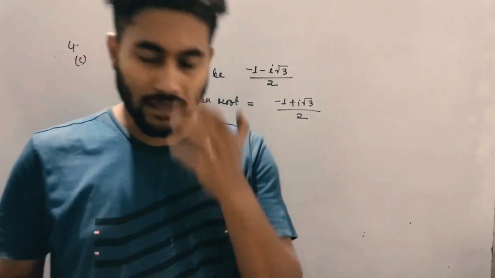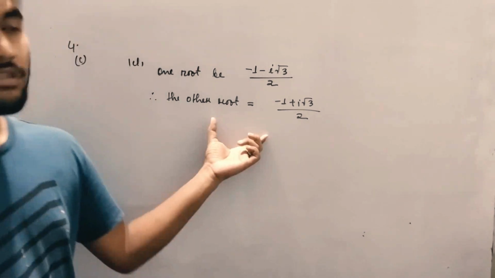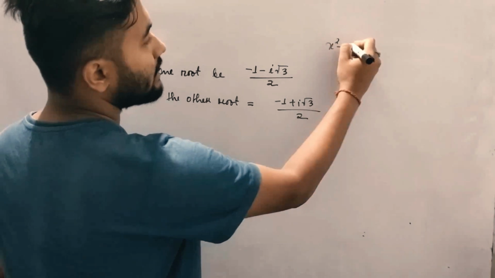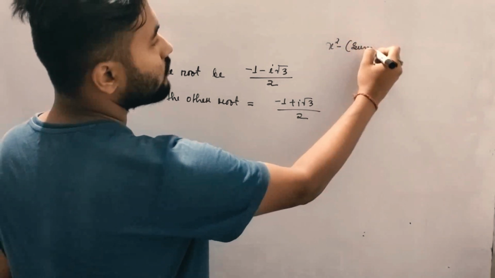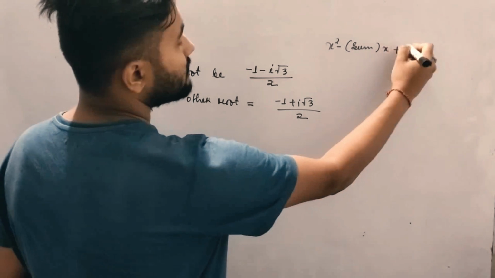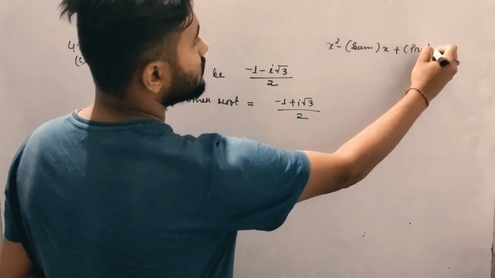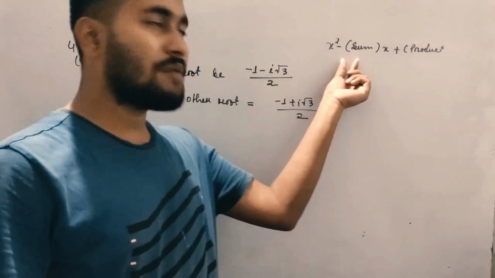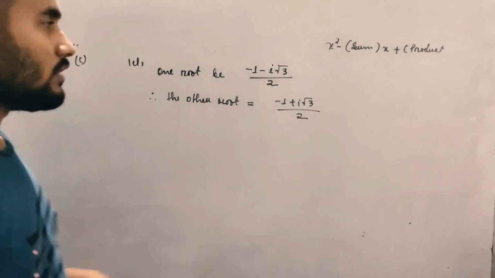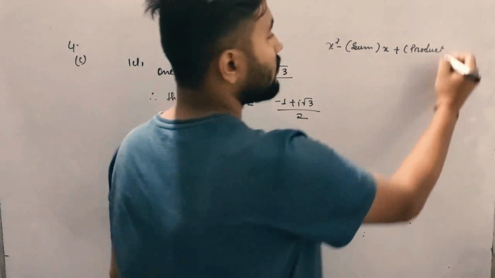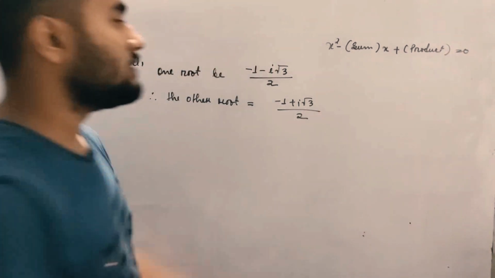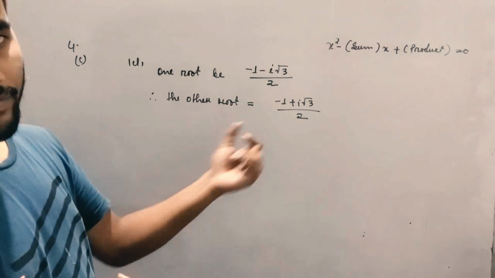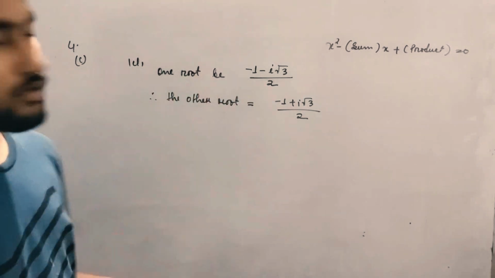Now what is the formula to find the quadratic equation if we have the roots? The formula is x square minus sum of the roots x plus product of the roots. Already in maths, in the chapter polynomials, this is given. Only the case was sum of the zeros. Zeros and roots are the same thing, okay? So this is the formula to find the quadratic equation when you have both the roots.